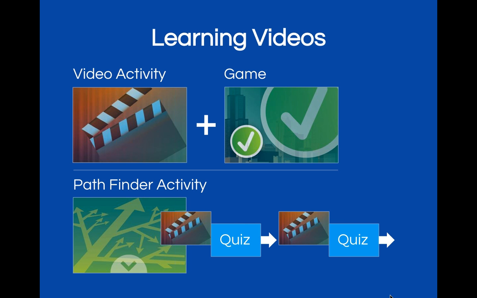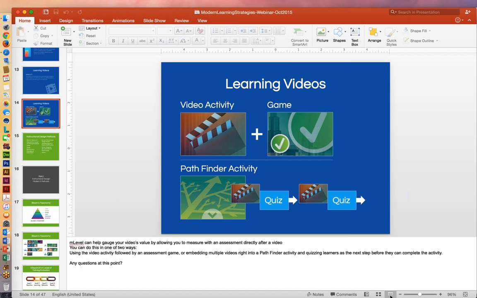And then, the other way you can do it is use Pathfinder. So you can have a scene within Pathfinder that uses what we call a video slide. What this allows you to do is embed multiple videos within one Pathfinder activity, and then you could set up a quiz at the end of each of those videos if you'd like to do that. So I think, again, as Brian alluded to, there are some really nice ways to use video here and measure that directly.